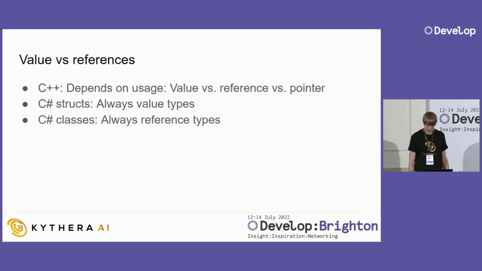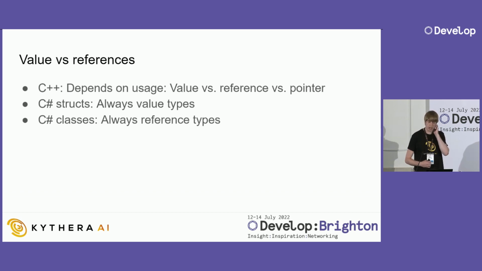Why do we need that? There is the discussion about value versus reference types, and C++ and C# handle those quite a bit differently. In C++, whether a variable or a parameter is a value or a reference is dependent on the usage. You can use it directly as a value or as a reference or a pointer. In C#, it's different. It depends on how the data structure itself is defined. A C# struct is always a value type. You can't change that. It's always a value type. Same is true for classes. It's always a reference type.